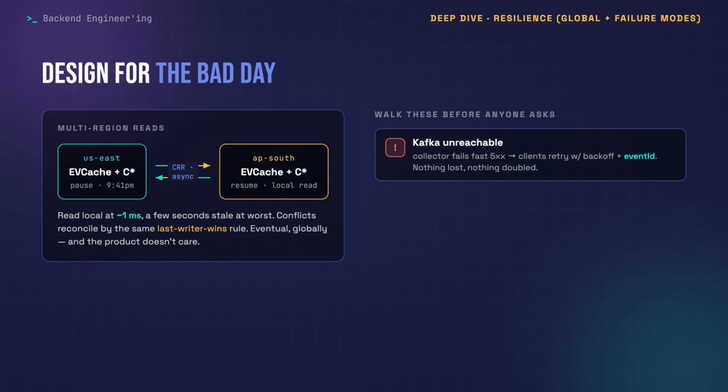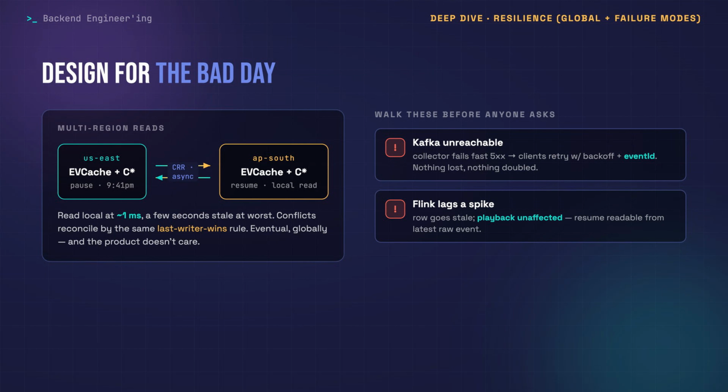Second, what if Kafka is unreachable? The collector fails fast with a 5xx, the client retries with a backoff, and the event ID means nothing is lost and nothing is doubled. What if Flink falls behind on a spike? The row goes down a little stale, playback is completely unaffected.